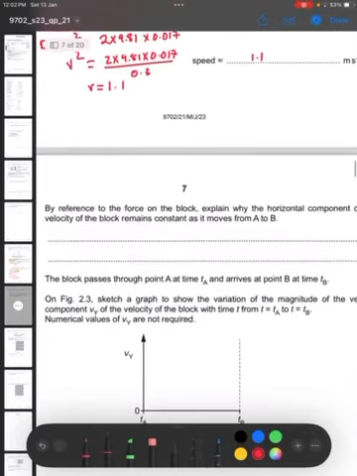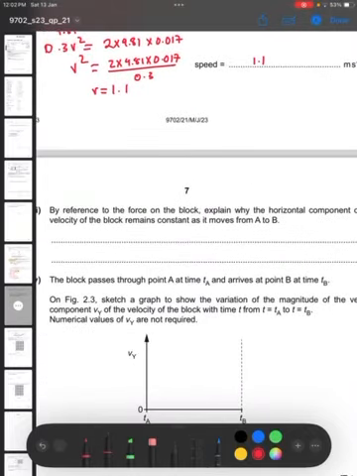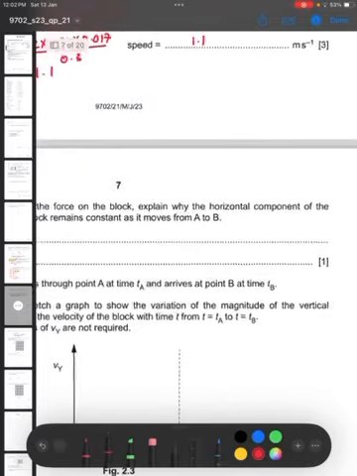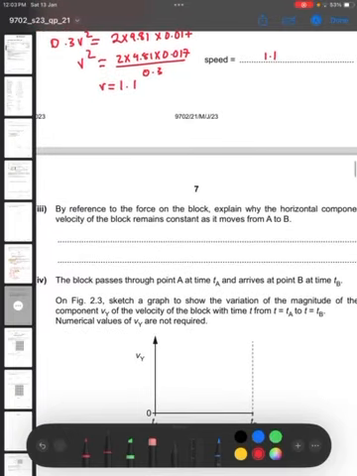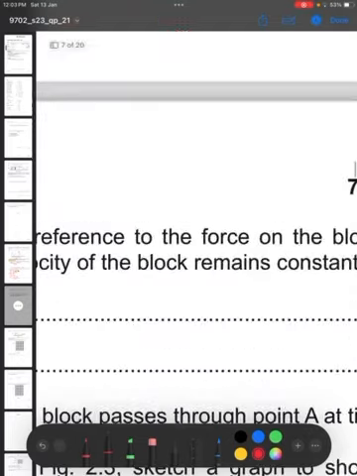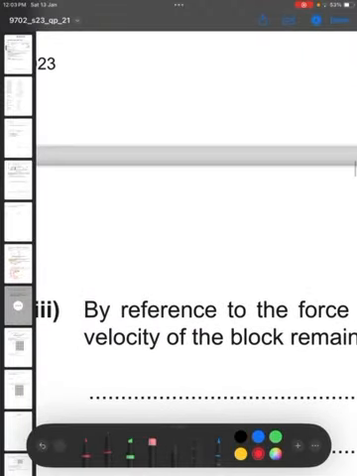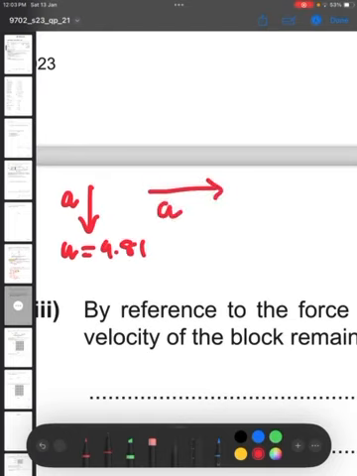Next, by reference to the force on the block, explain why the horizontal component of the velocity of the block remains constant as it moves from A to B. It is important to know that when it is moving from A to B, the block is almost in projectile motion. You must know some things about projectile motion. When there is no air resistance, the acceleration is only vertical, and that vertical acceleration is 9.81. Horizontally, the acceleration will be 0. So there is no horizontal acceleration.